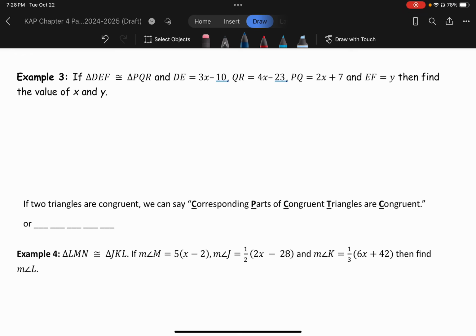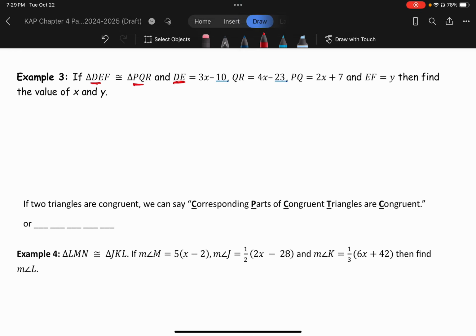When you read that all at once, it's a mouthful. So look at this and chunk this up and start looking at these corresponding pieces. If I look at DE, DE corresponds to PQ. So I know that those are congruent. In other words, those are going to be equal.